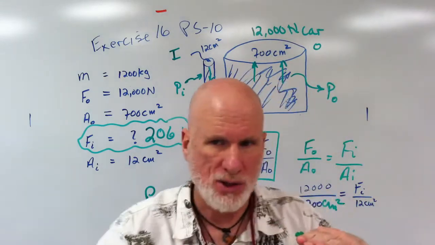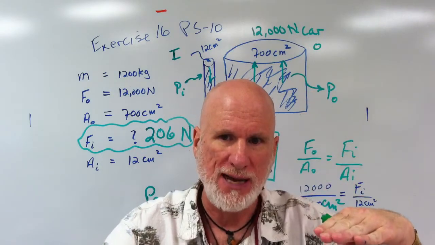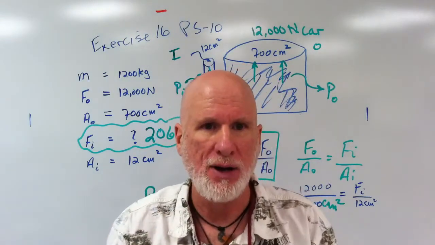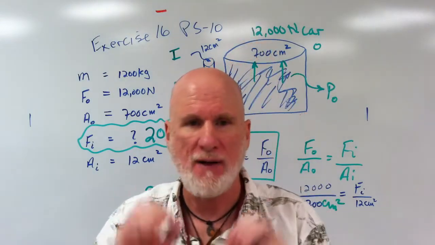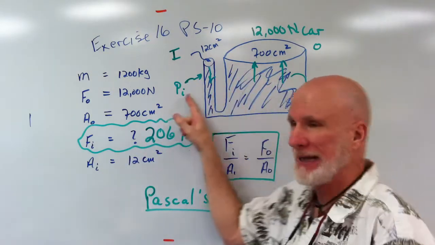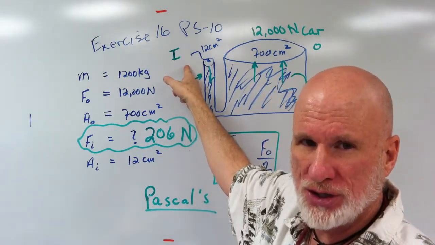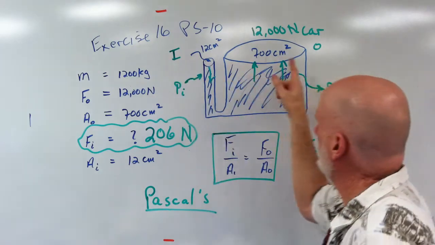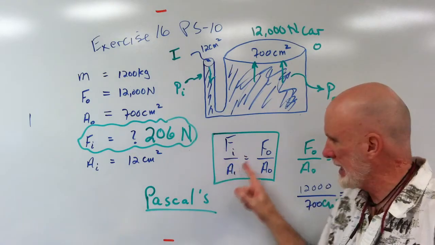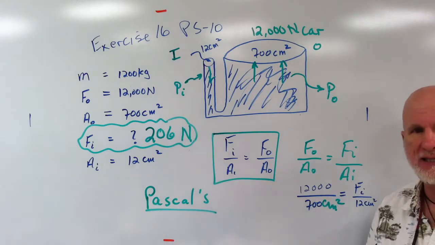Now remember, we're not talking about how high you lift, how far down you have to push one piston, how far up you're going to raise the other piston. We're simply talking about applied force. This is the input side, this is the output side: input pressure, output pressure, input force, input area, output force, output area. Input pressure equals output pressure. Solving, I get 206 newtons.